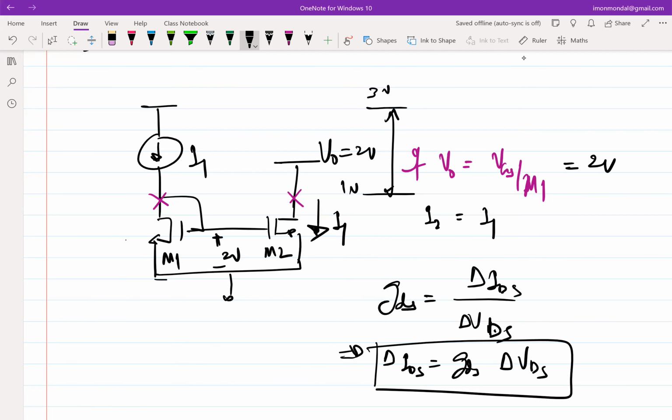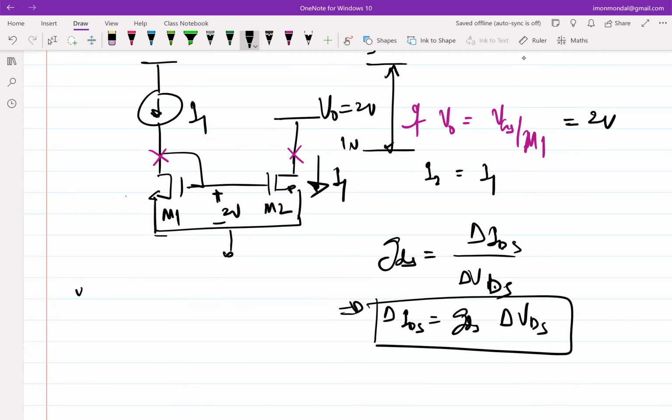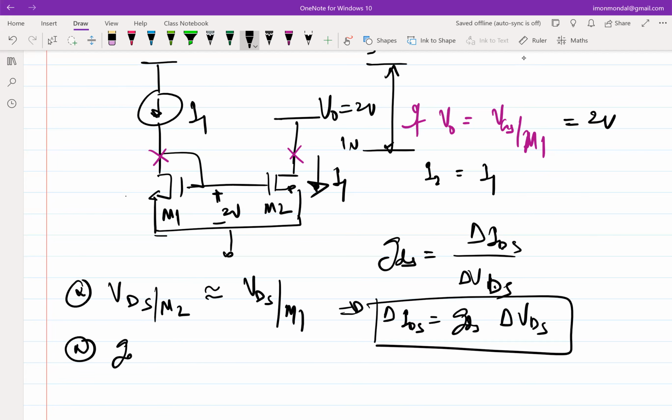Which essentially means that we have two things to honor. One is, in a current mirror, the first thing that we have to ensure is that VDS of M2 remains approximately equal to VDS of M1. Without that, the fundamental mirroring will be incorrect. And the second thing that we have to ensure is that the output resistance of the current mirror tends to infinity.